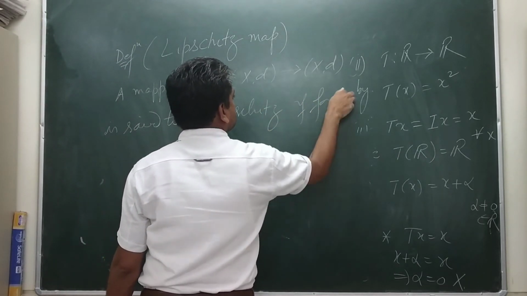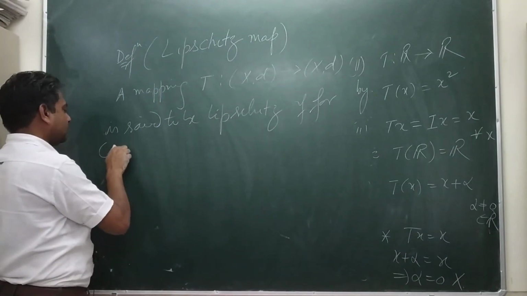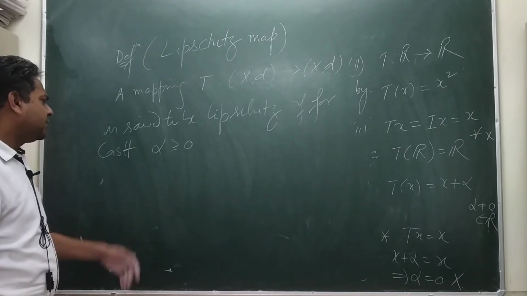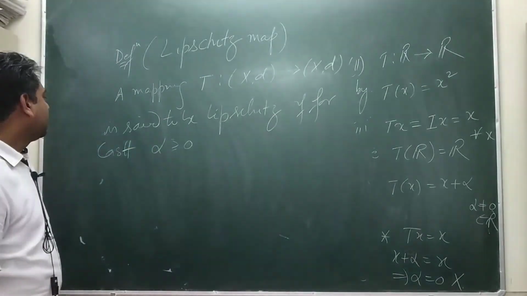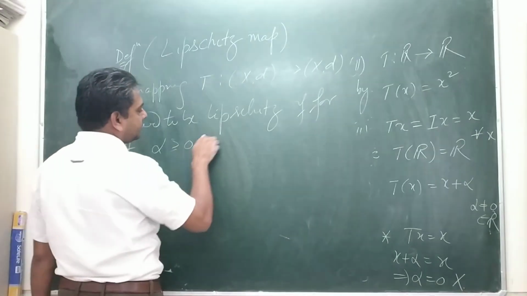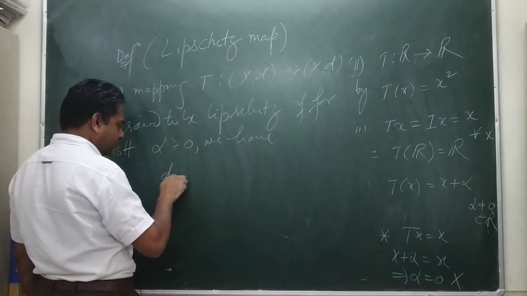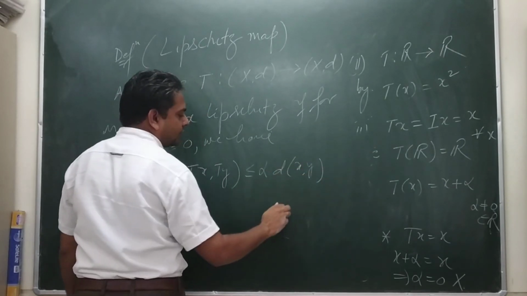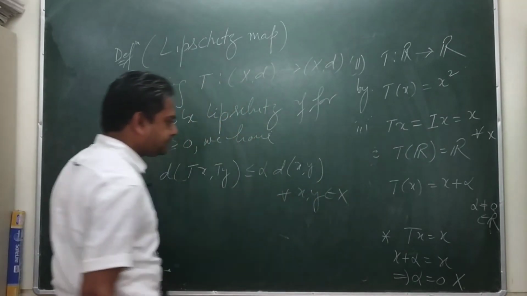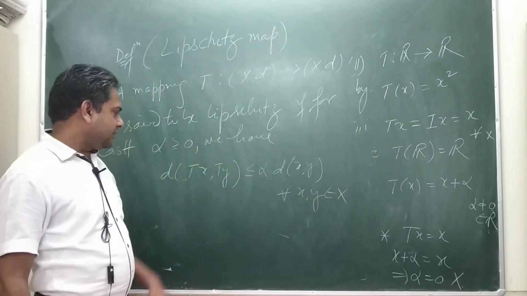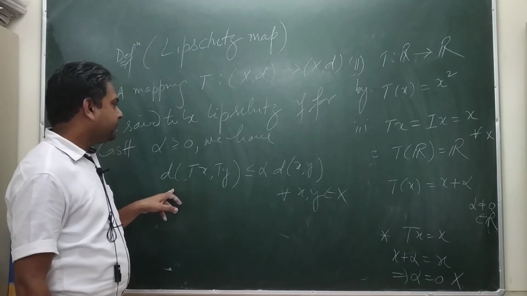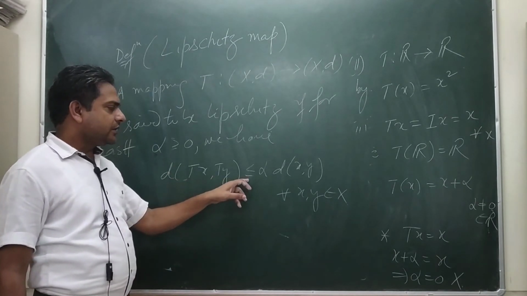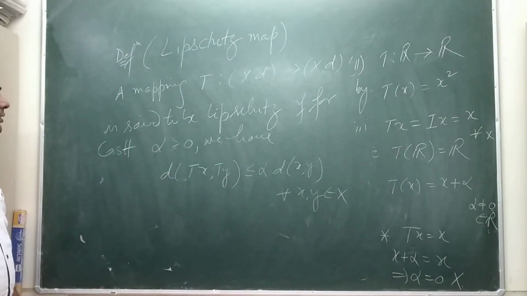if for some constant alpha greater than or equal to 0 (when alpha is 0 it is very trivial, so some authors consider alpha positive), T satisfies this condition: D of Tx, Ty is less than or equal to alpha times D of x, y for all x, y in X. So a self map of a metric space is said to be a Lipschitz map if for some fixed non-negative alpha we have D of Tx, Ty less than or equal to alpha times D of x, y. This is called a Lipschitz map.